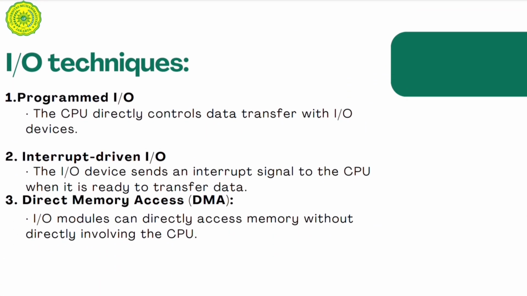I/O techniques. 1. Programmed I/O. The CPU directly controls data transfer with I/O device. 2. Interrupt-driven I/O. The I/O device sends an interrupt signal to the CPU when it's ready to transfer data. 3. Direct memory access. I/O module can directly access memory without directly involving the CPU.